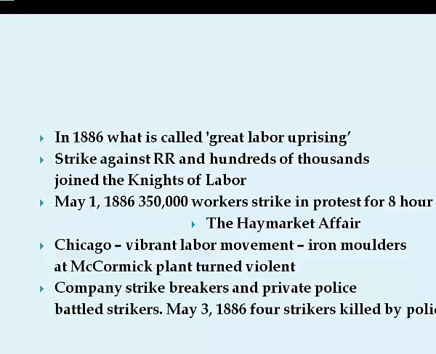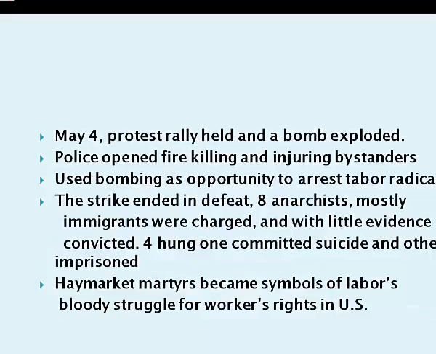And a strike by the iron molders at the giant McCormick plant, which produced agricultural machinery, turned violent. Surprise! Company strikebreakers and private police battled the strikers, and on May the 3rd, 1886, 4 strikers were killed by these police, or strikebreakers. Next day, May the 4th, a rally was held to protest the deaths of the workers, and it ended in a bomb explosion. They met at the Haymarket.